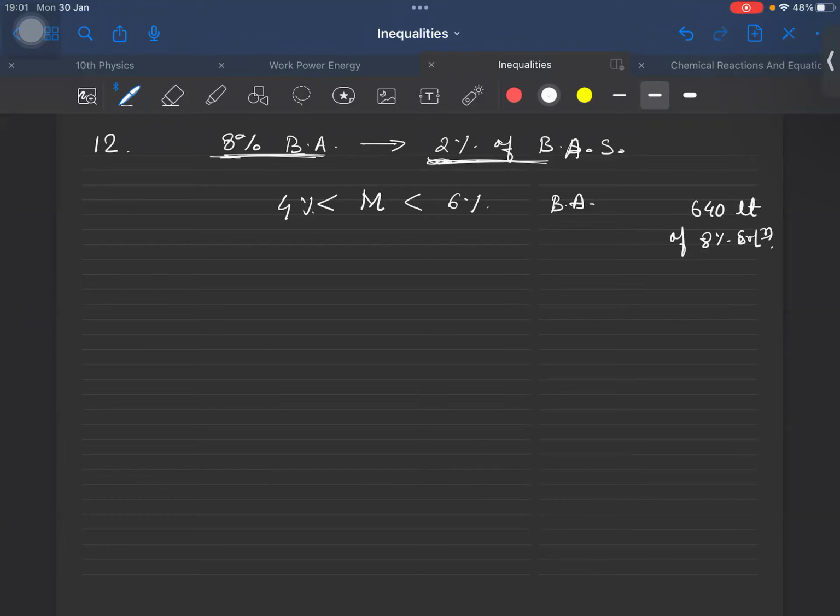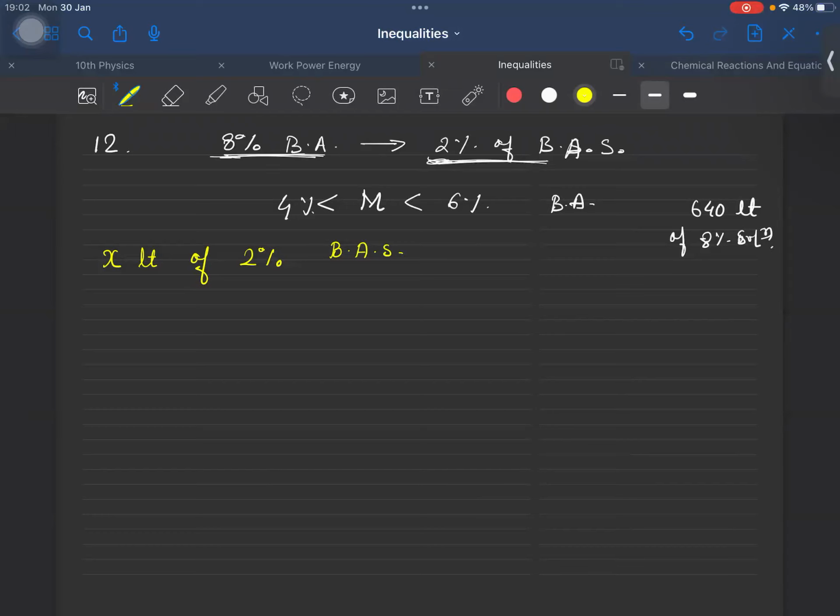How are we going to proceed for this? First, we'll assume whatever we are supposed to find with some variable. So let's say x is the variable that we are looking for. X liters of 2% boric acid solution is to be added. That's what we need to find out.